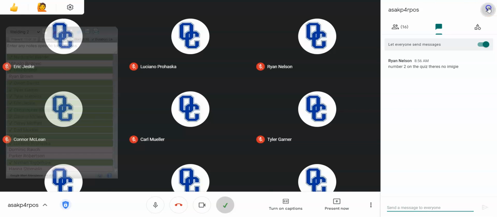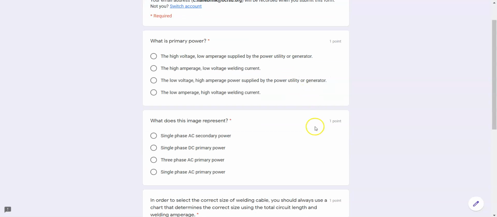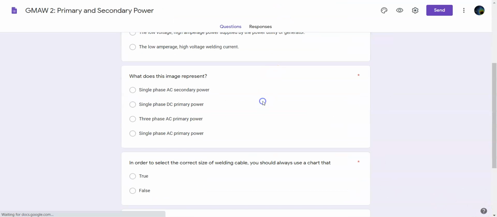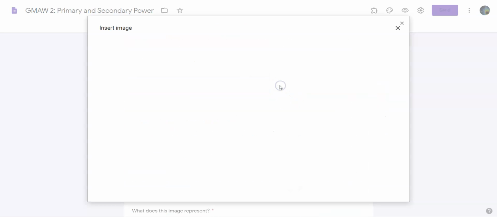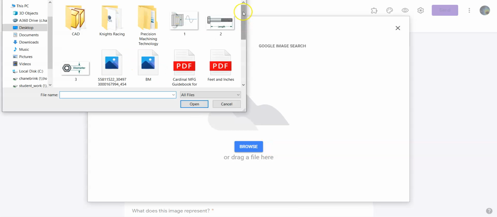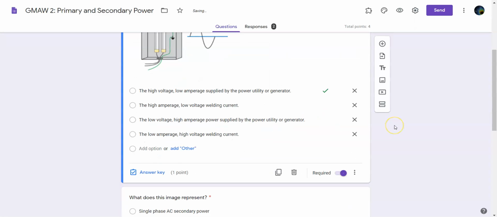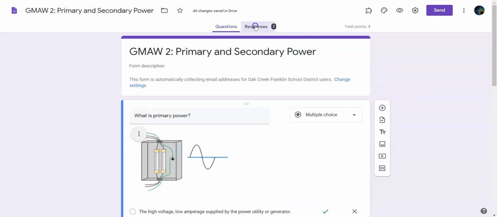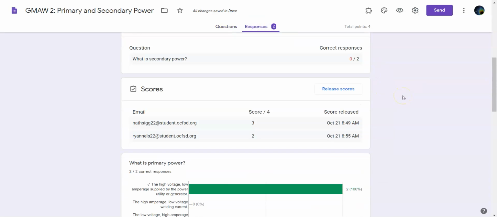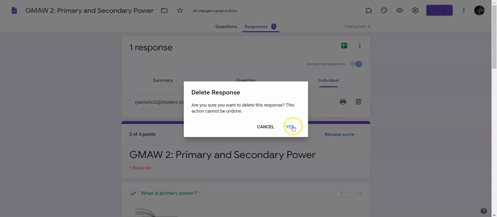Oh, there's no image on number 2. Give me a second to fix that. I must have forgotten to put it on. Give me a couple of seconds. All right, it's there now. You may have to back out of it and try again. Nathan and Ryan, I'm going to delete these so that you can do it with the picture in there.